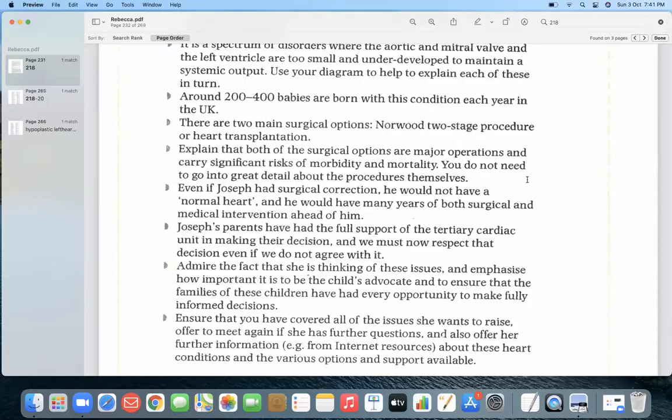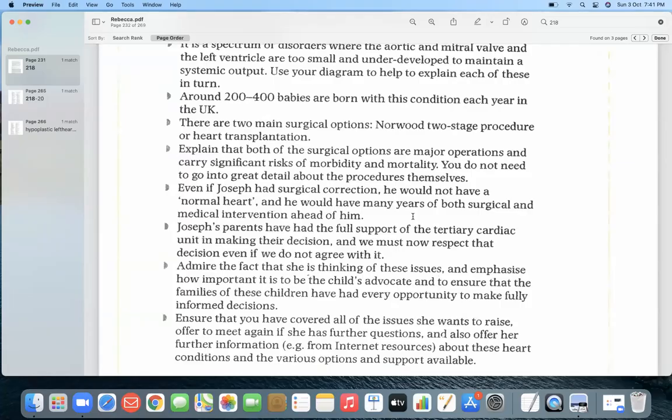You do not need to go into great detail about the procedures themselves. Even if Joseph had surgical correction, he would not have a normal heart and he would have many years of both surgical and medical intervention ahead of him. Joseph's parents have had full support of the tertiary cardiac unit in making their decision, and we must now respect that decision even if we do not agree with it.